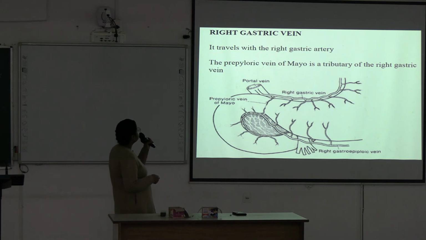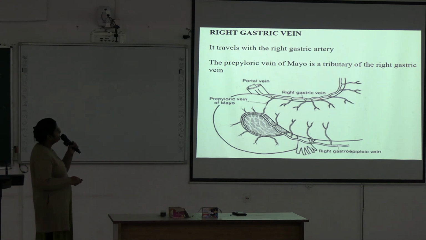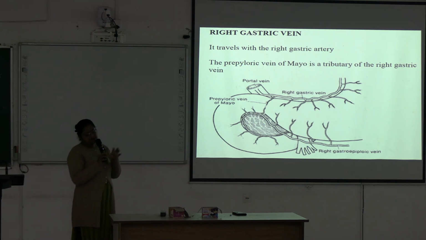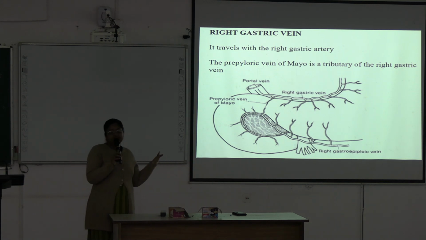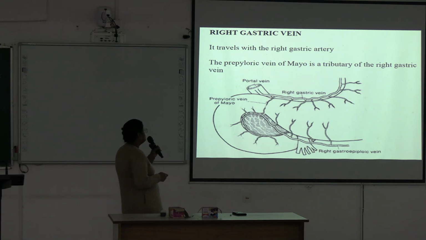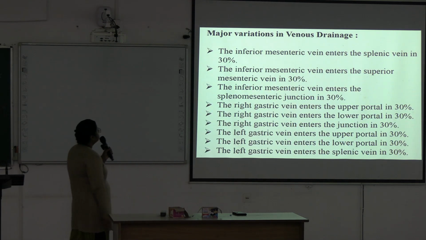Next. Right gastric vein, it travels with the right gastric artery. This one is right gastric vein. And the prepyloric vein of Mayo is a tributary of the right gastric vein. This one. Okay, prepyloric vein of Mayo. This is an important surgical structure. It helps in identifying the pyloric end of the stomach. So, this is a tributary of the right gastric vein.